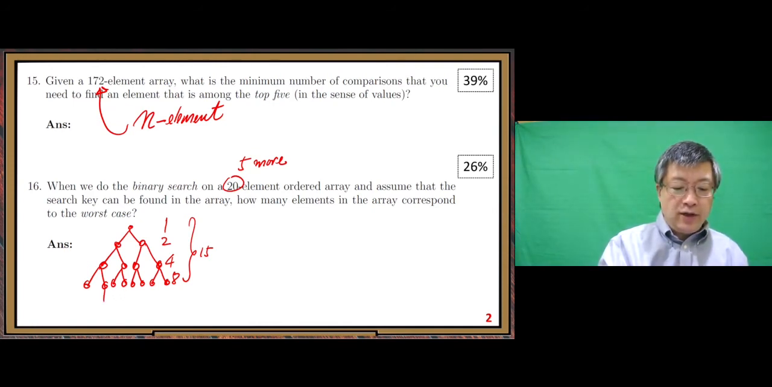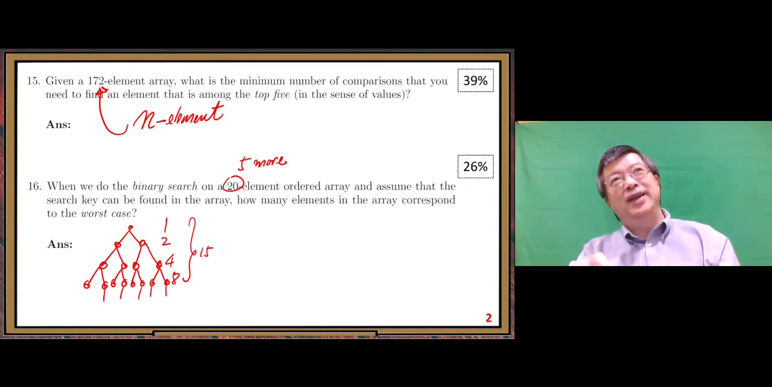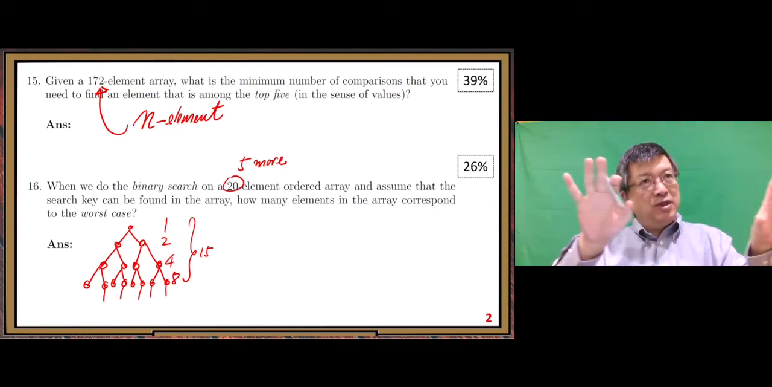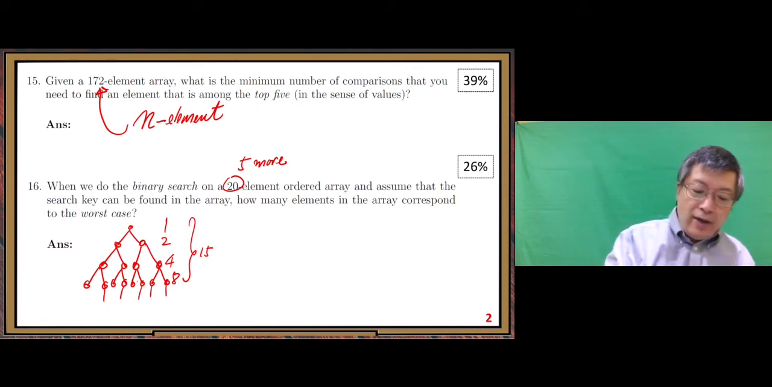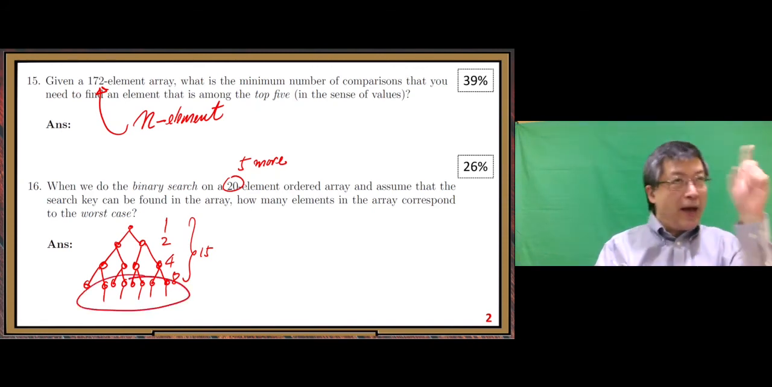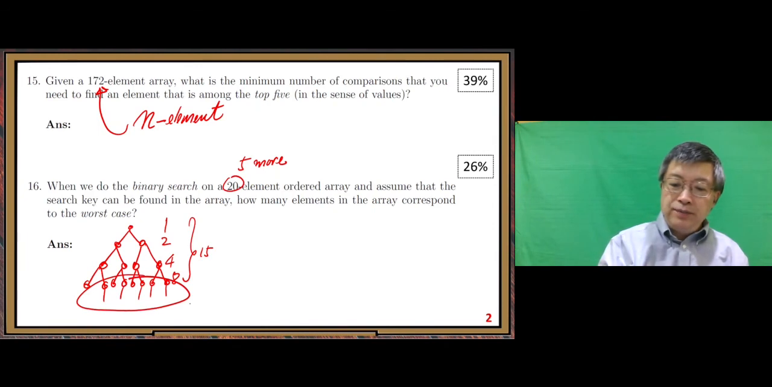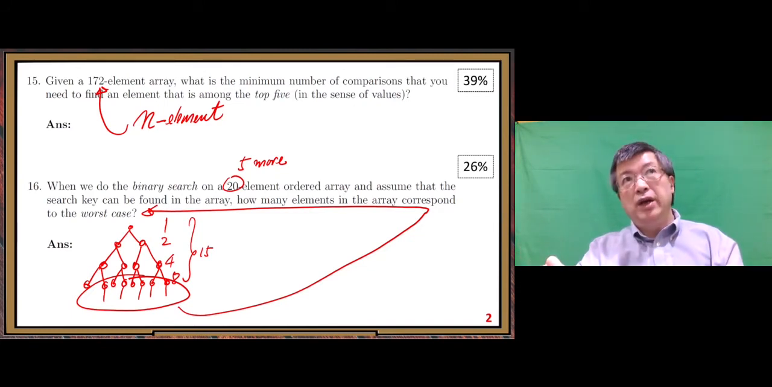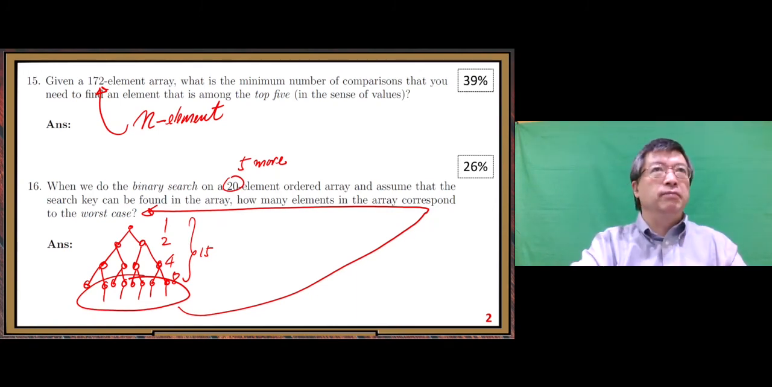It's not important how we arrange them, we just know there are 5 elements at the bottom. The exact locations may not be really important. And these 5 elements, that's the number I will ask you, correspond to the worst case, because the bottom level is the worst case. So you just give me that number.